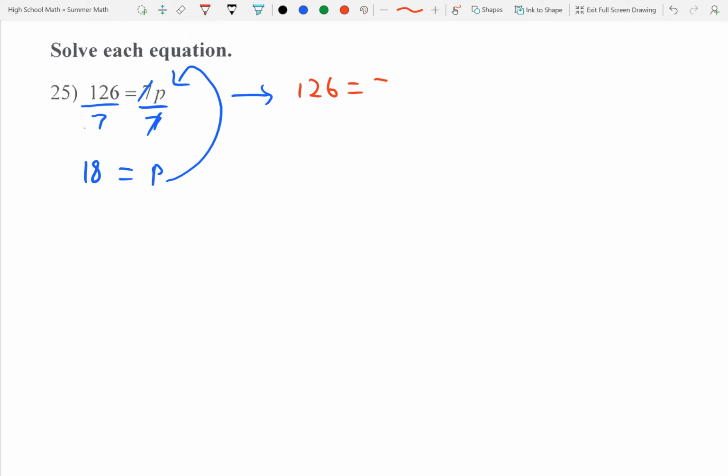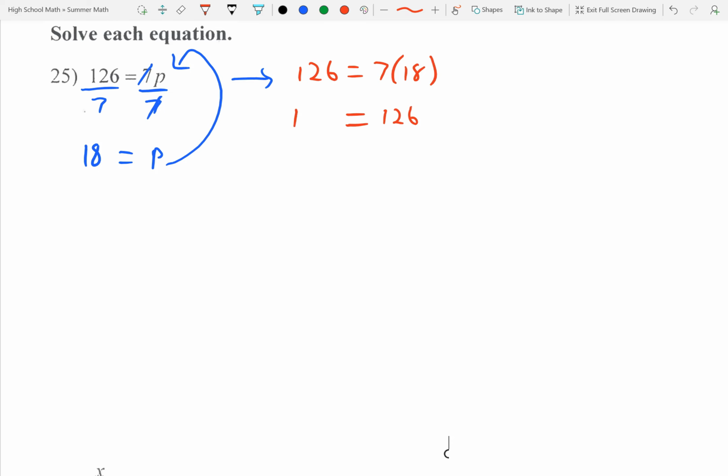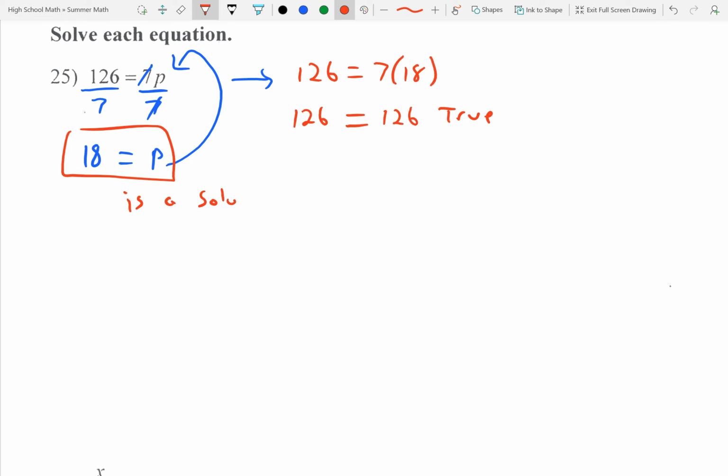126 equals 7, and instead of p, we're going to substitute what we think p to be. Now we check to see if this statement's true. 7 times 18 is 126. And 126 is equal to 126. This is a true statement. Thus, p equals 18 is a solution.